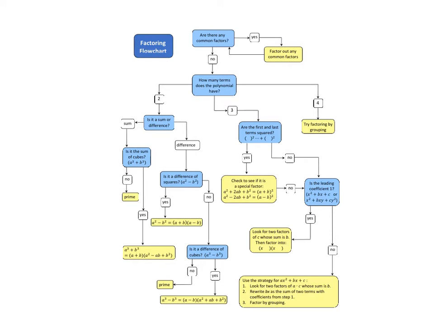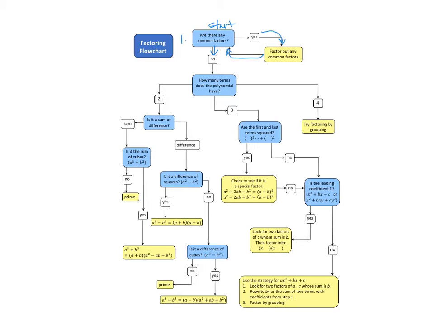To use the factoring flowchart, you start at the top here. And your first question, whenever you're asked to factor any type of polynomial, is, are there any common factors? If yes, then factor them out and ask yourself again, because sometimes we don't get the greatest common factors, so you want to keep factoring until you've got all of the common factors factored out. Then when you answer no to that question, you can move on.